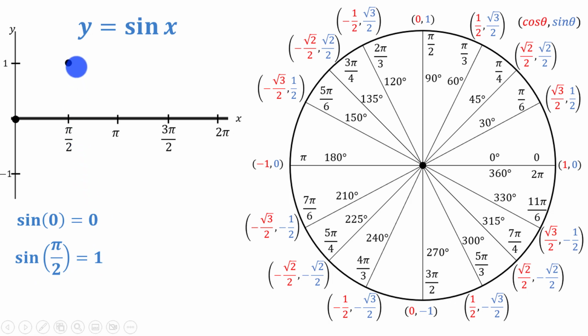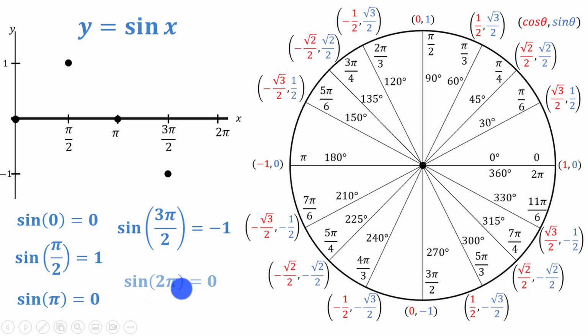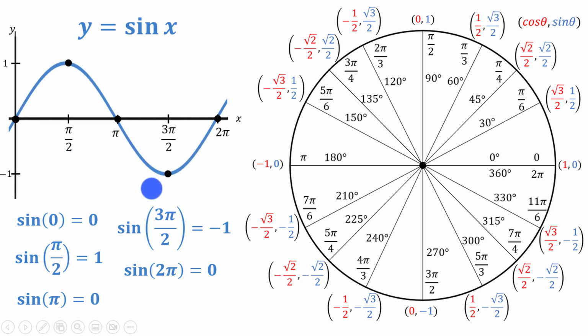so we will have the point pi over 2, 1 on the graph. At pi, the y-coordinate is 0, so that means that sine of pi is equal to 0, and we will have the point pi, 0 on the graph. At 3 pi over 2, we are at the point -1 in terms of y, so sine of 3 pi over 2 is equal to -1. That means the point 3 pi over 2, -1 is on the graph. Finally, at 2 pi, we are all the way around the circle, and the y-coordinate is going to be 0, so sine of 2 pi is going to be equal to 0. That means we have the point 2 pi, 0 on the graph. If we connect the dots, we will have the graph of y is equal to sine of x.